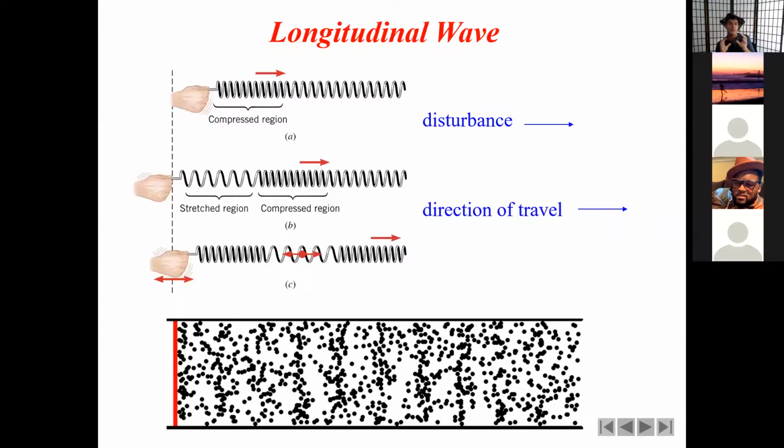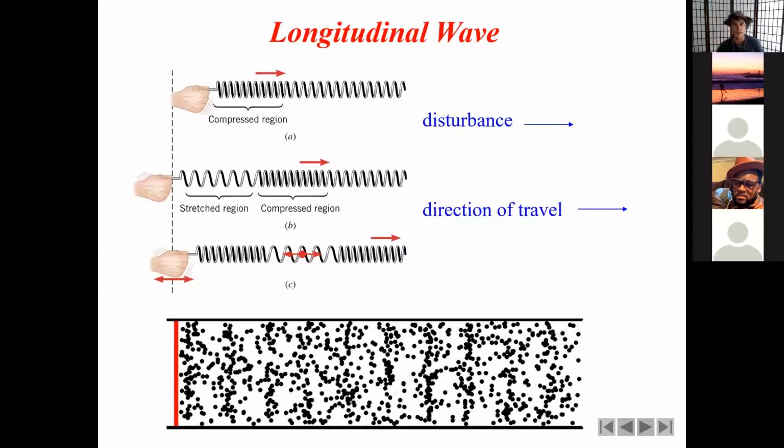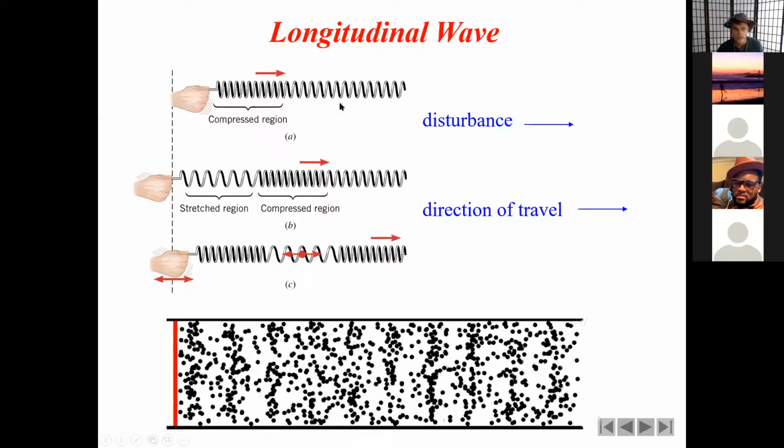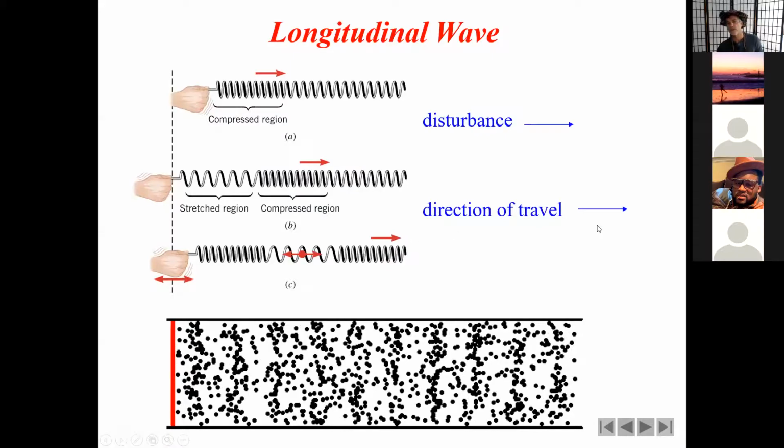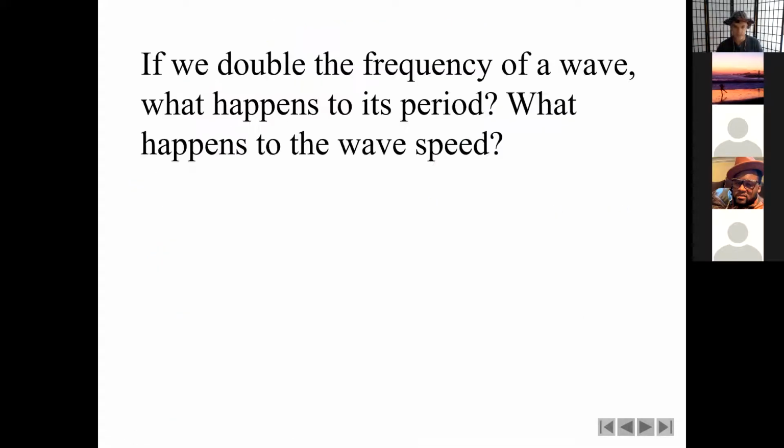A longitudinal wave is one in which the disturbance and the direction of travel are along the same direction. So here, the slinky is being disturbed, let's say left and right, and the direction of travel of this wave would be to the right. This would be a longitudinal wave.